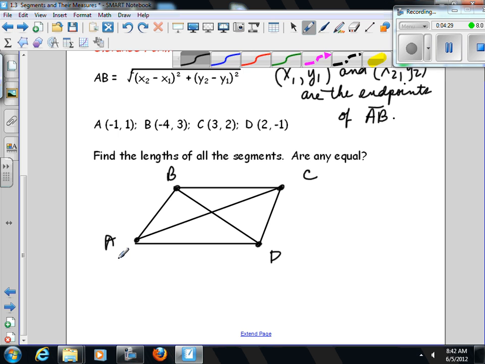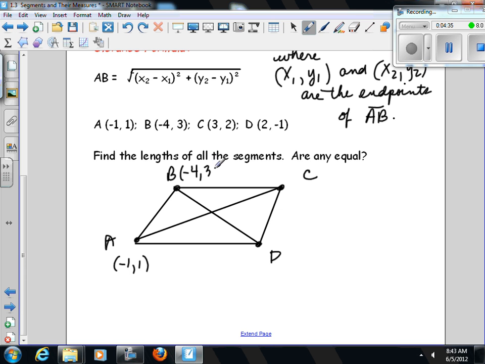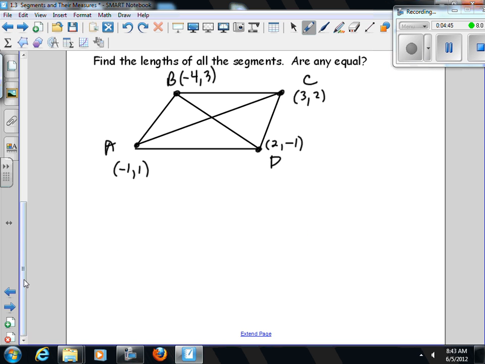Here are the coordinates of those points: negative 1, comma 1, negative 4, comma 3, 3, comma 2, and 2, comma negative 1. Now, we would like to find the lengths of all those segments. Well, we'll do a few, and then I'm going to have you try some. So then we want to also know, are the lengths of any of the segments equal?